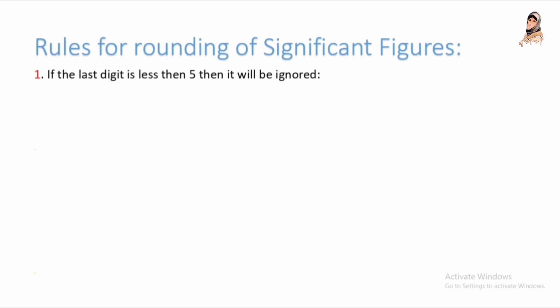Now, rules for rounding of significant figures. Number 1, if the last digit is less than 5, then it will be ignored. For example, 2.6573 is rounded to 2.657.